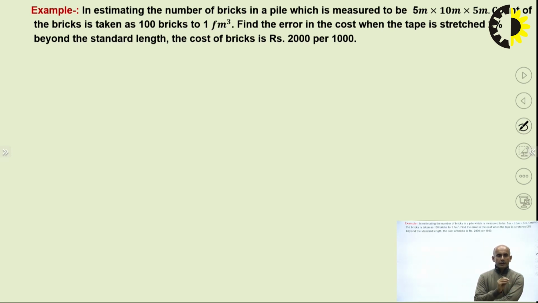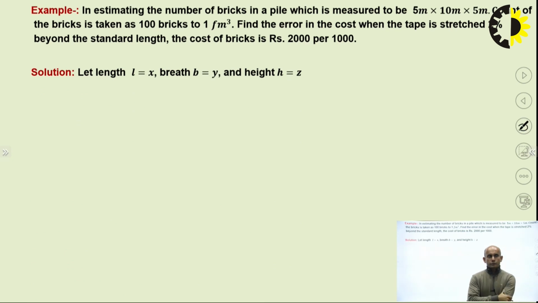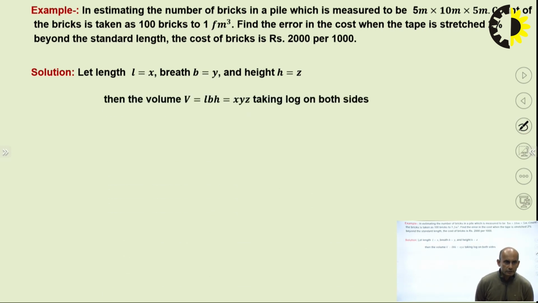It means first we have to find the error in measuring the volume of that pile. Then we can find the error in cost. So first we have to find the error in volume, and the volume of any pile will be measured as length into breadth into height. So first we have to assume the length of that pile and breadth and height. Suppose length L is x, breadth B is y, and height H is z. And what will be the volume of that pile? It will be LBH, it means this is xyz.